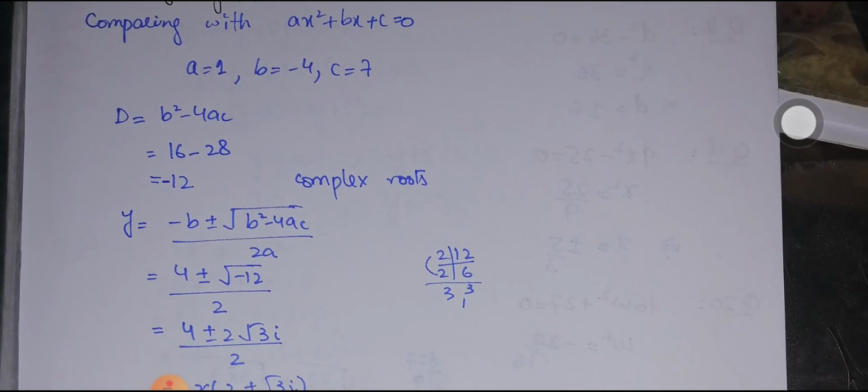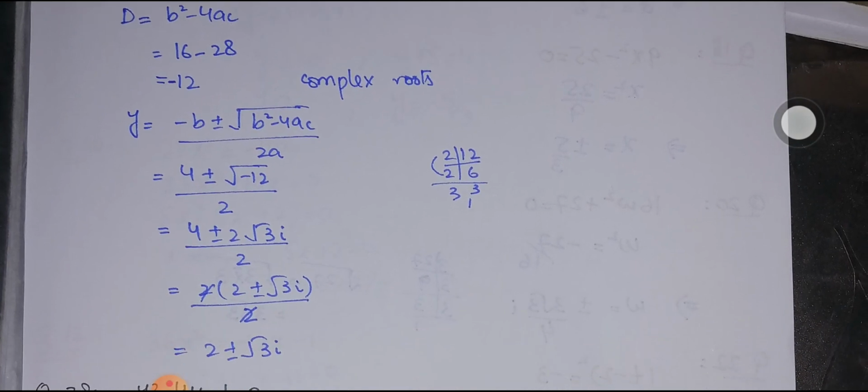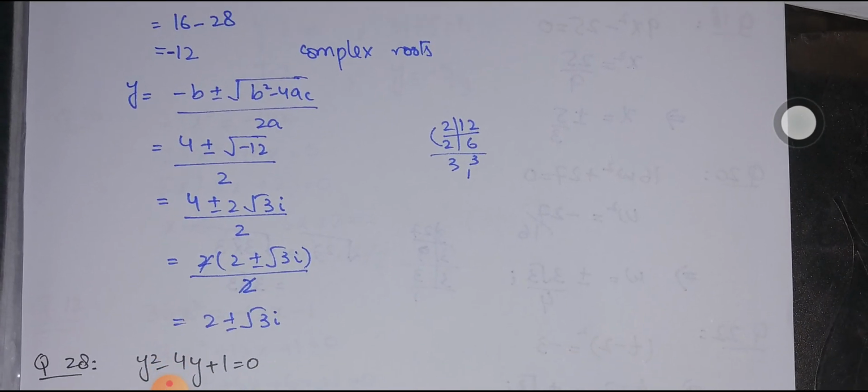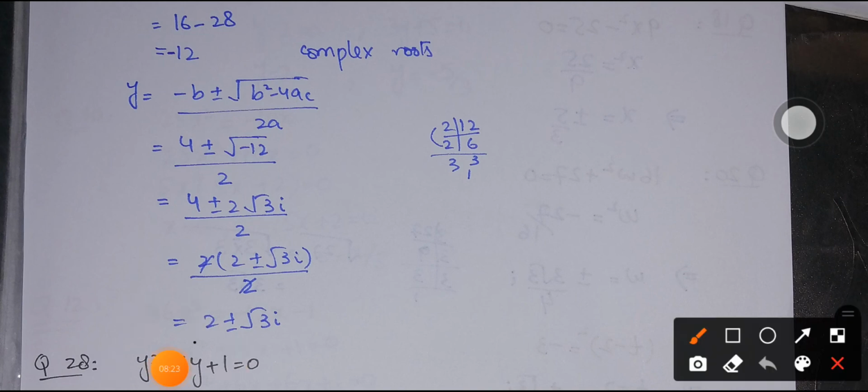Now we can apply the quadratic formula. Y is equal to minus b plus minus square root of b square minus 4ac over 2a. Now inserting the values, we get the answer 2 plus minus square root of 3 iota.